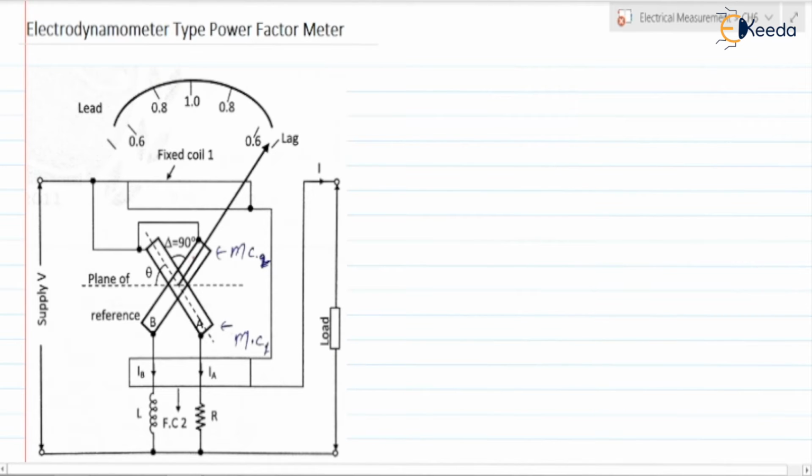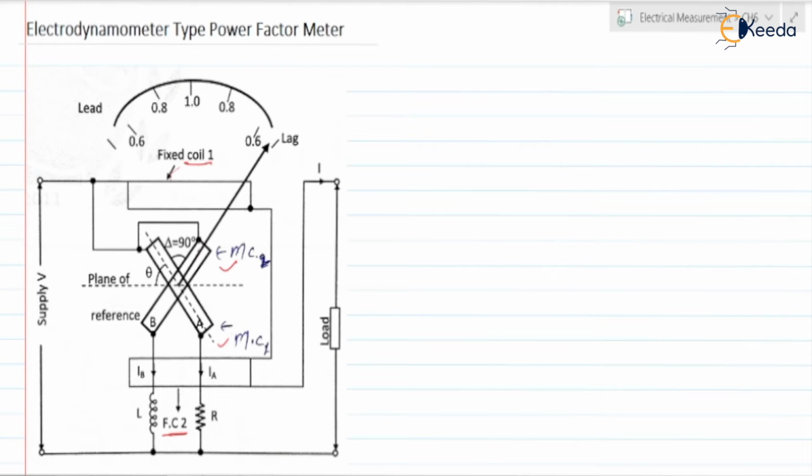Here the deflection of the instrument depends on the phase difference between the voltage across the load or the circuit and the current flowing through the load. We have a fixed coil 1 and a second fixed coil, FC2. Next we have two moving coils, moving coil 1 and moving coil 2. These two coils are placed at 90 degrees.